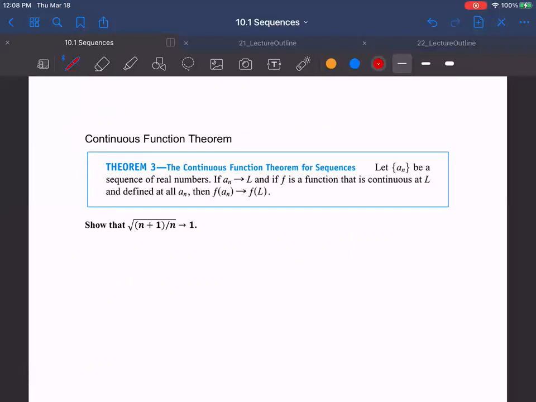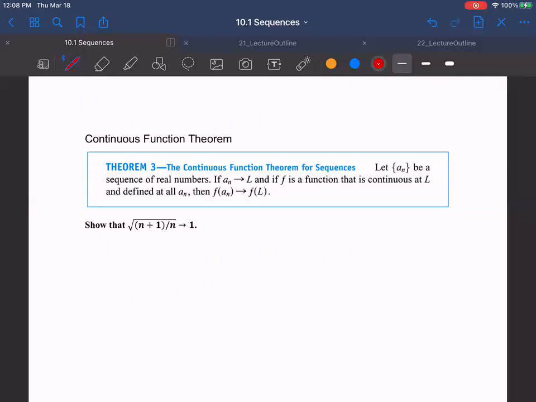So continuous function theorem. So let's say we have our sequence a_n, and it is a sequence of real numbers. If a_n goes to L, so our limit of it converges to L, and if f is a function that is continuous at L and defined for all the a_n's, then f of a_n will also go to f of L.